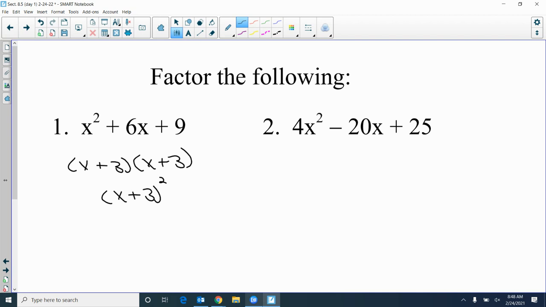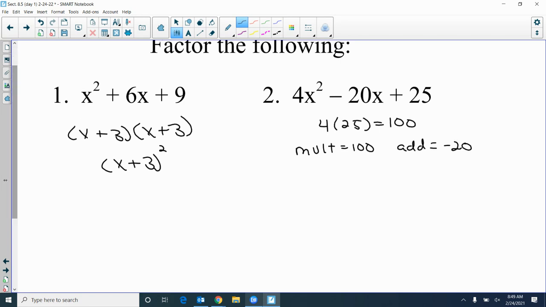For number 2, you got to go to that little method we use. You got to multiply the first and the last together. So that's 100. What are two numbers that multiply to equal 100 and add to equal -20? All right, great. -10 and -10. So I make this 4x squared minus 10x minus 10x plus 25.